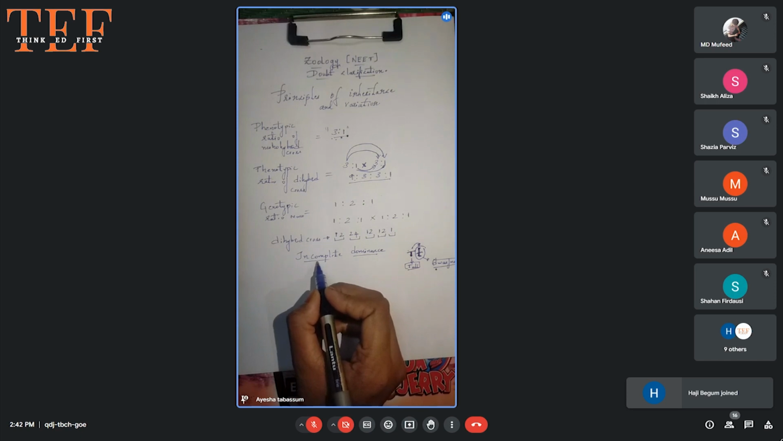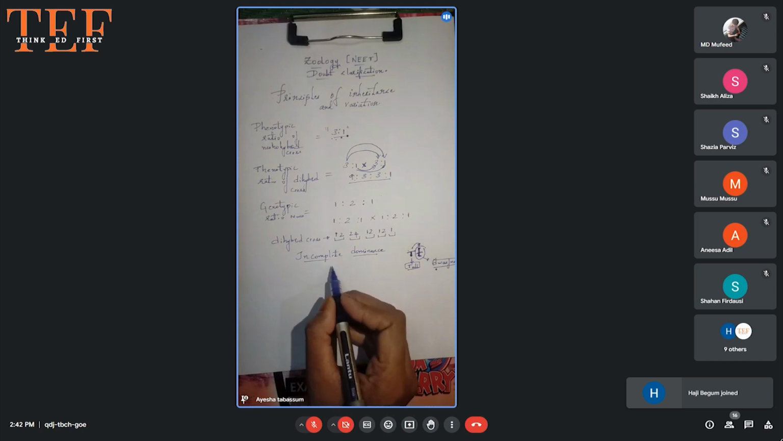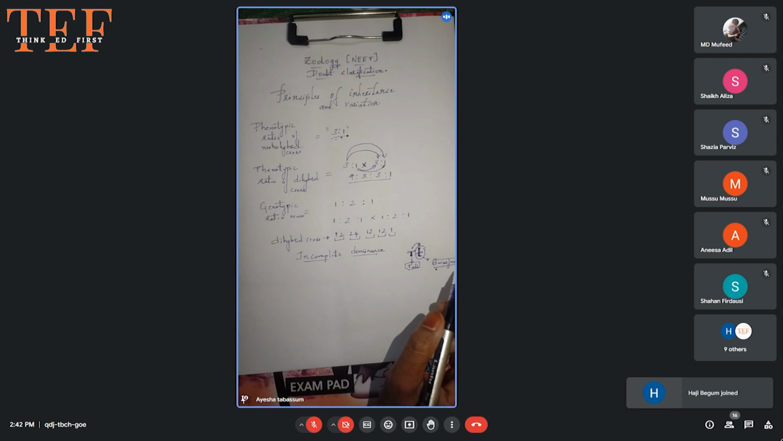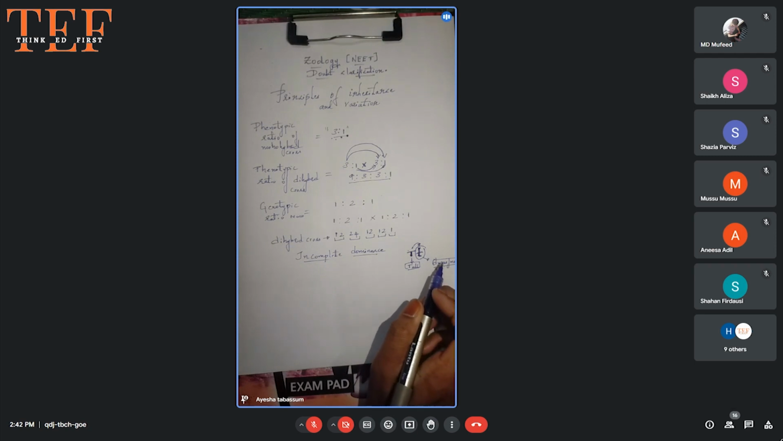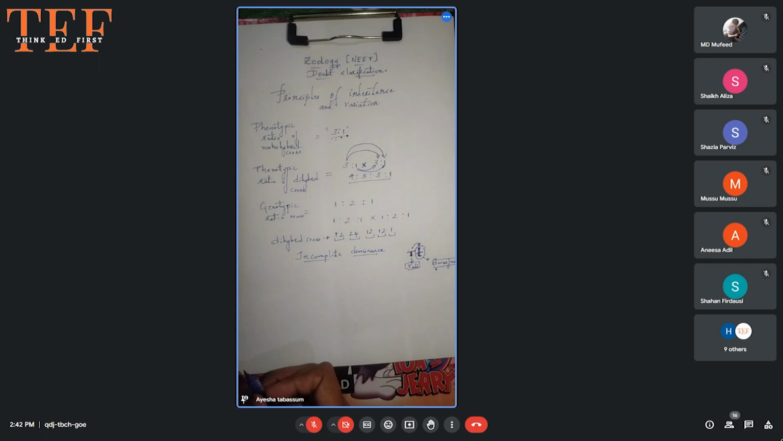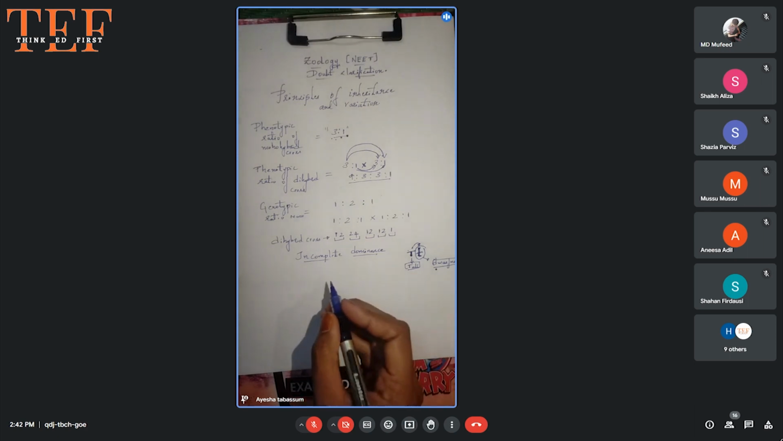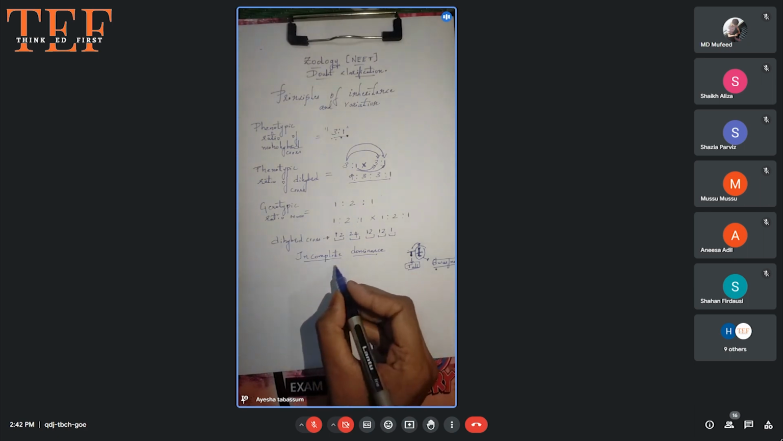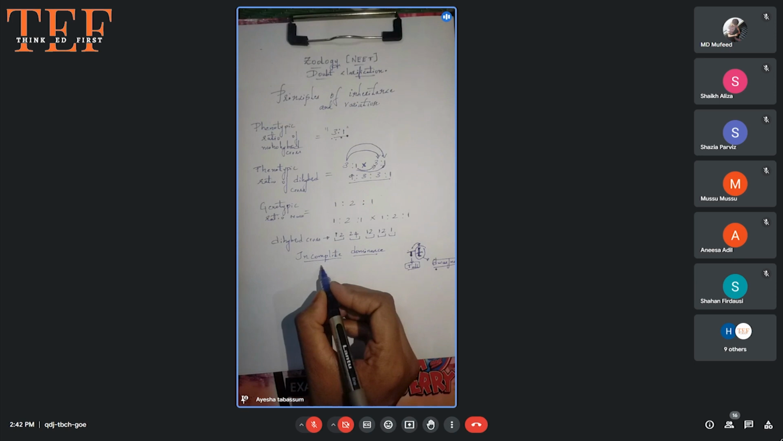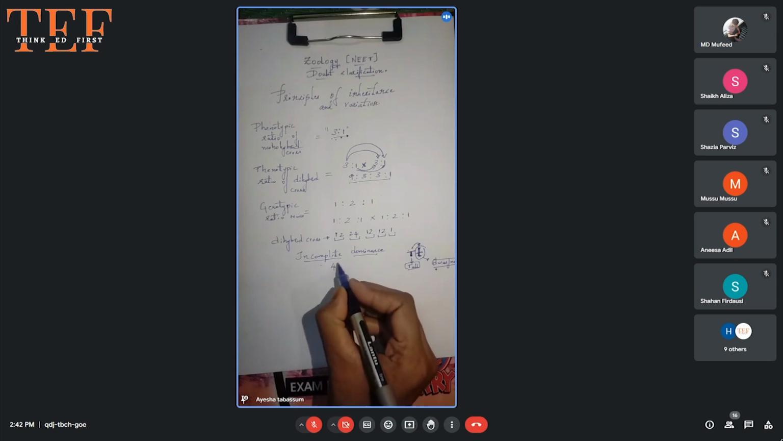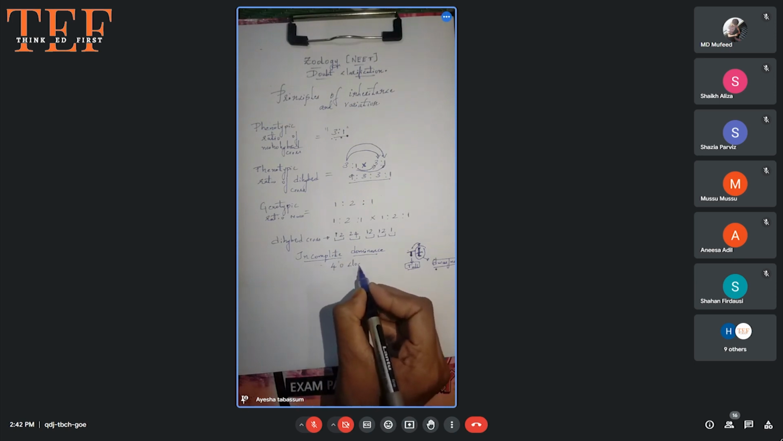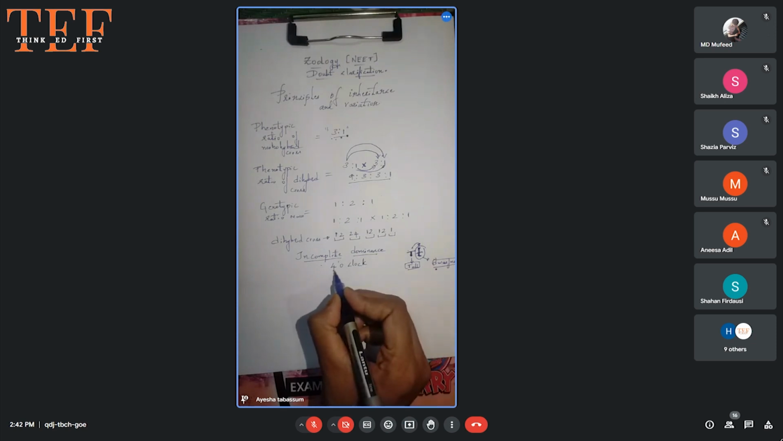But in the case of incomplete dominance, the dominant gene fails to control the recessive gene. As a result, an intermediate character is obtained. So this was first found in which plant? They will ask you, incomplete dominance was first found in which plant? It was in the 4 o'clock plant. They will ask you the name of the plant.